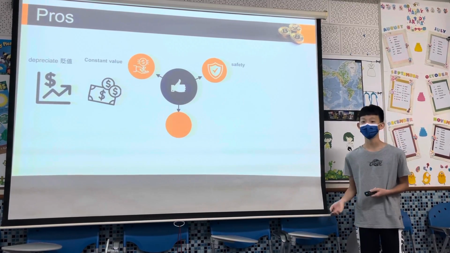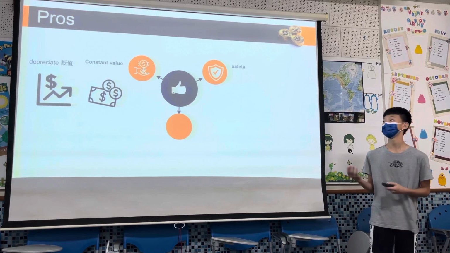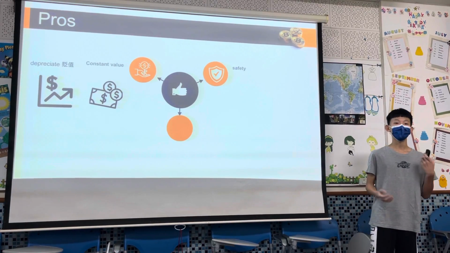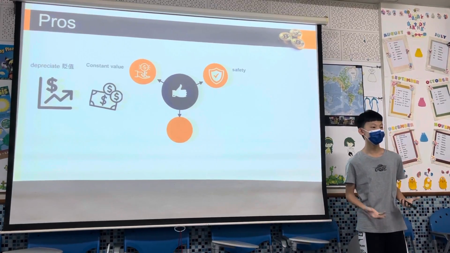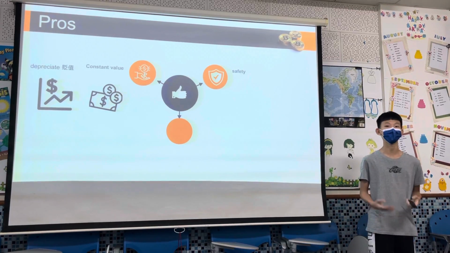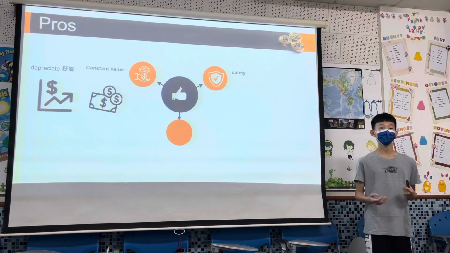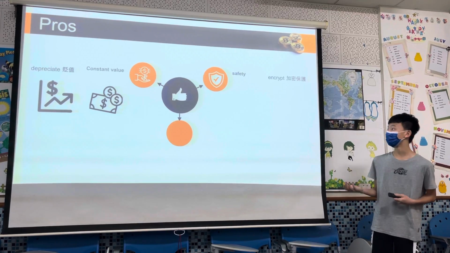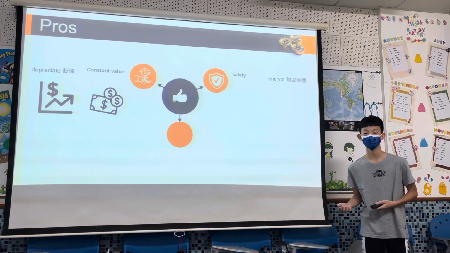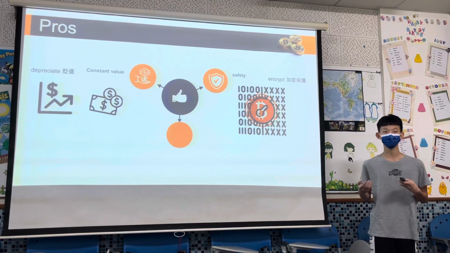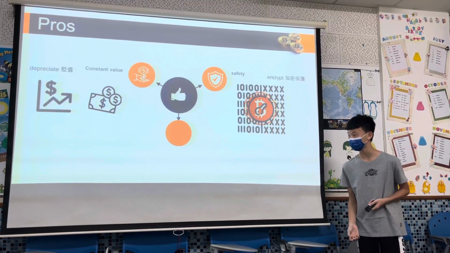The second advantage is that the Bitcoin system is safe. When you walk on the road, the paper currency in your pocket may be stolen or lost. But in the Bitcoin system, Bitcoins are just encrypted numbers, so it is surely safer than paper currencies.